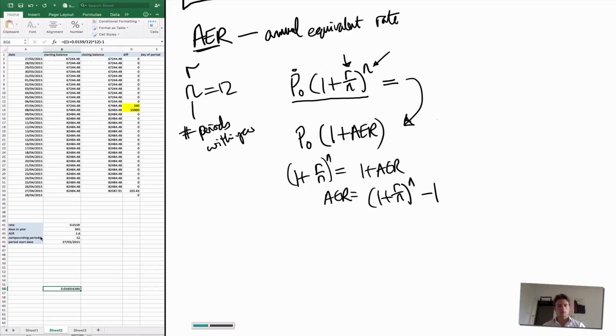And you can see in my actual bank account down here, the nominal interest rate for the year is 0.0159, so 1.59%, and the AER is 1.6. If you plug in the numbers here, N equals 12 and R equals 1.59%, then this comes out at 1.6, which is the actual quoted AER on my bank account.